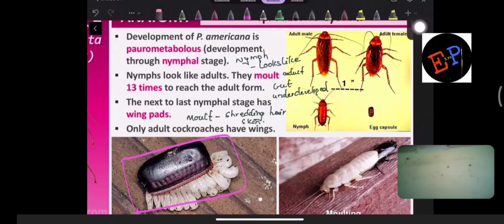What is meant by nymph? We have some types of development. Direct development is present. Indirect development is present. What is meant by direct development? Human beings are direct development.